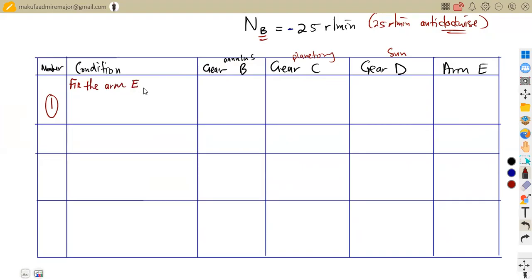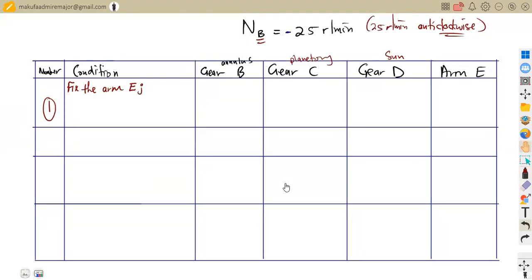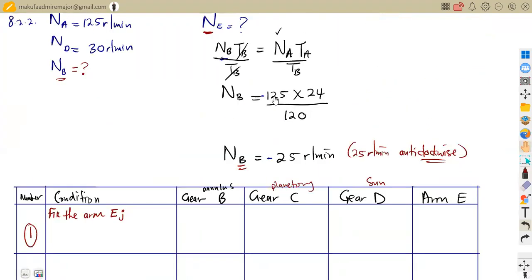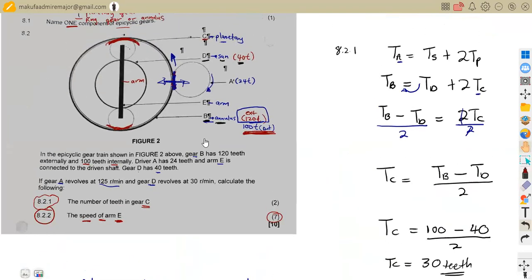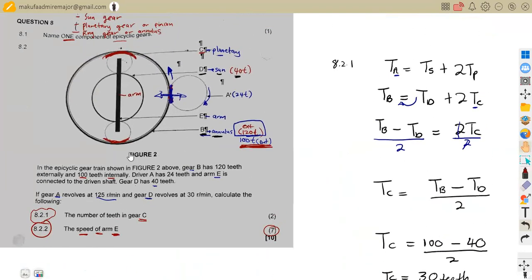So we're going to fix the arm E. Then we rotate the bigger one, the largest gear wheel. And our largest gear wheel definitely is what? Is the annulus, which is the ring gear. So you rotate the annulus 1 revolution clockwise, meaning to say it's supposed to be a positive.